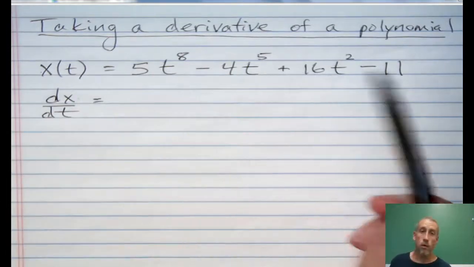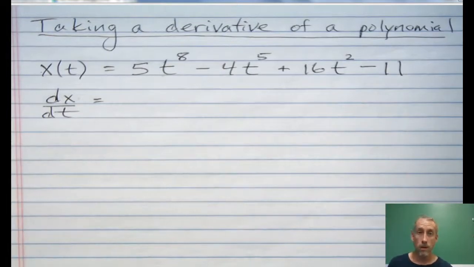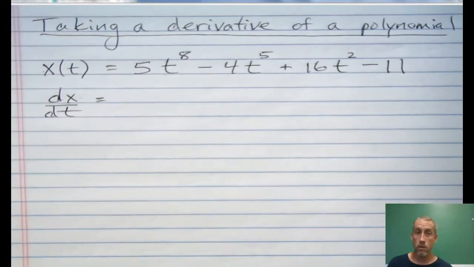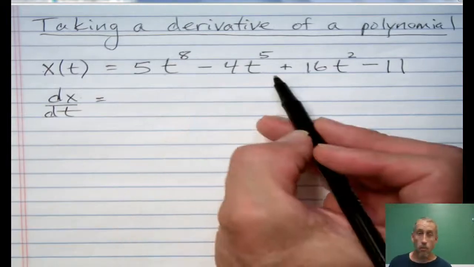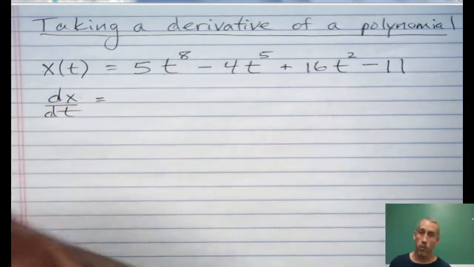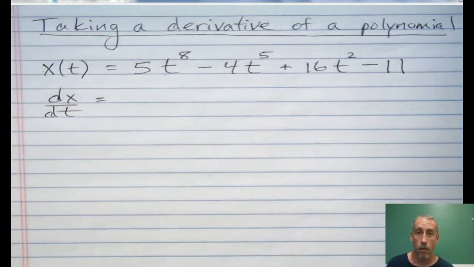So for a polynomial, the process looks like this. If you have 4 terms the way I do, you're just going to do one term at a time. If you have 20 terms, then you have to do 20 different derivatives. And the operation between each term just gets brought down and becomes part of the operation of your derivative function.